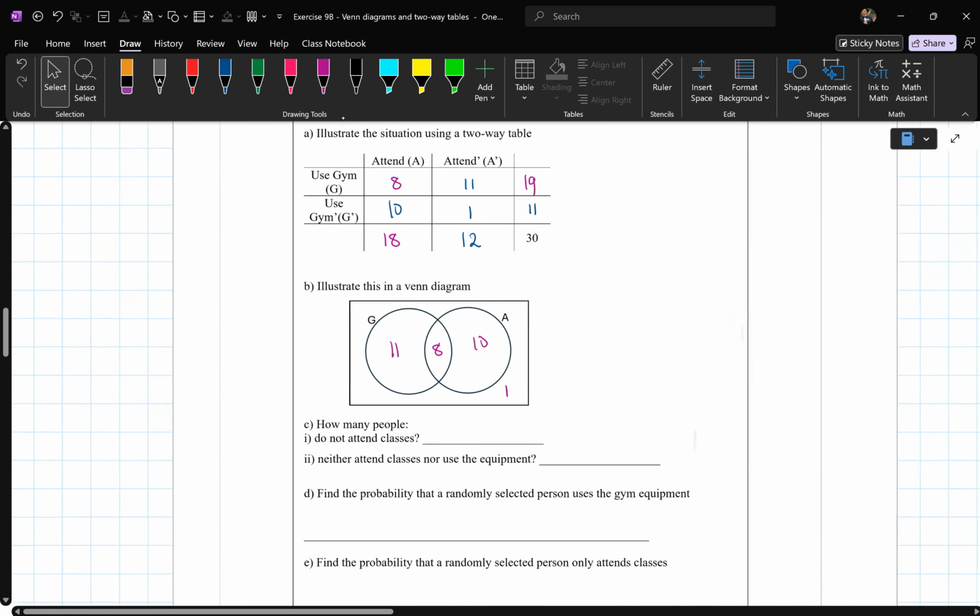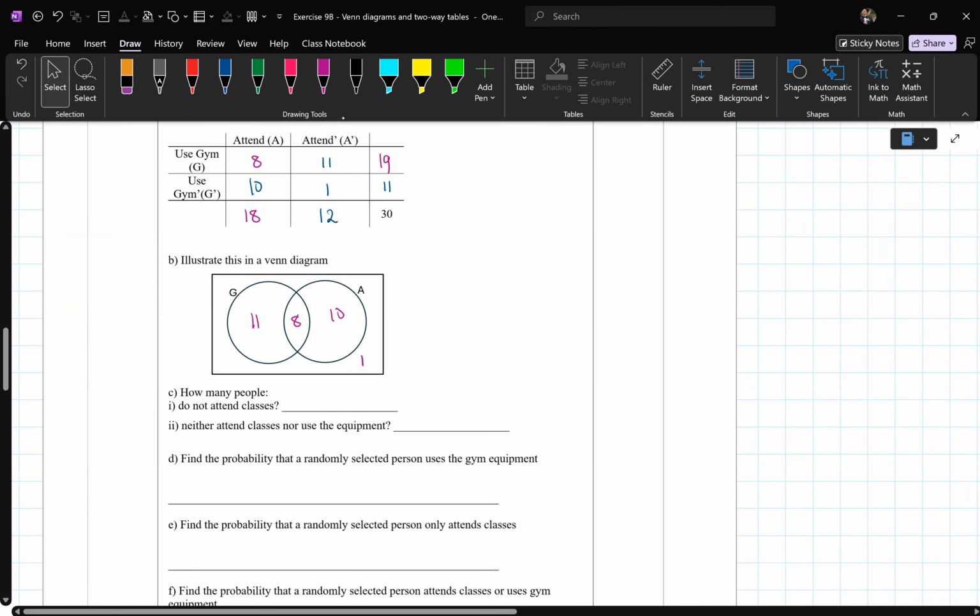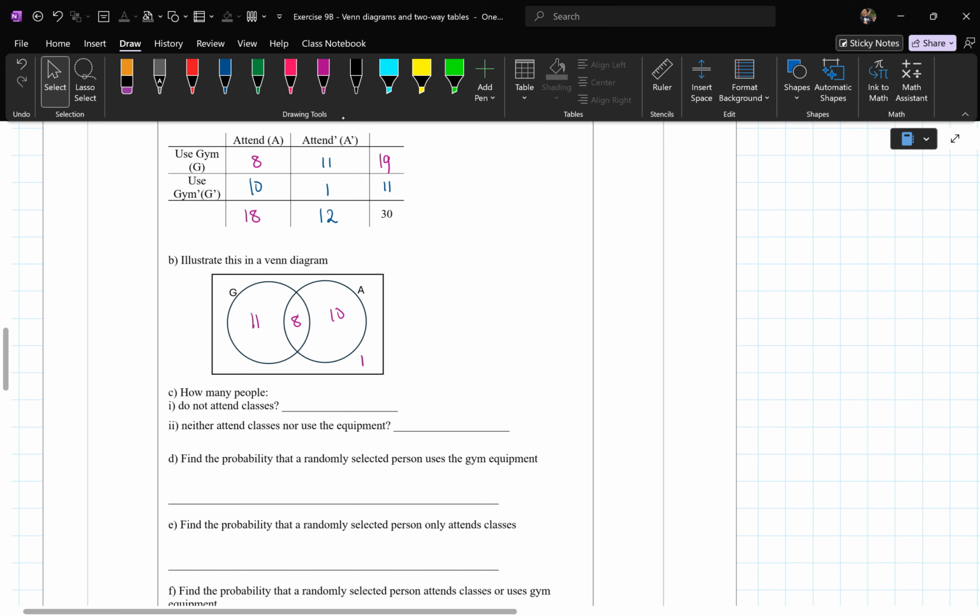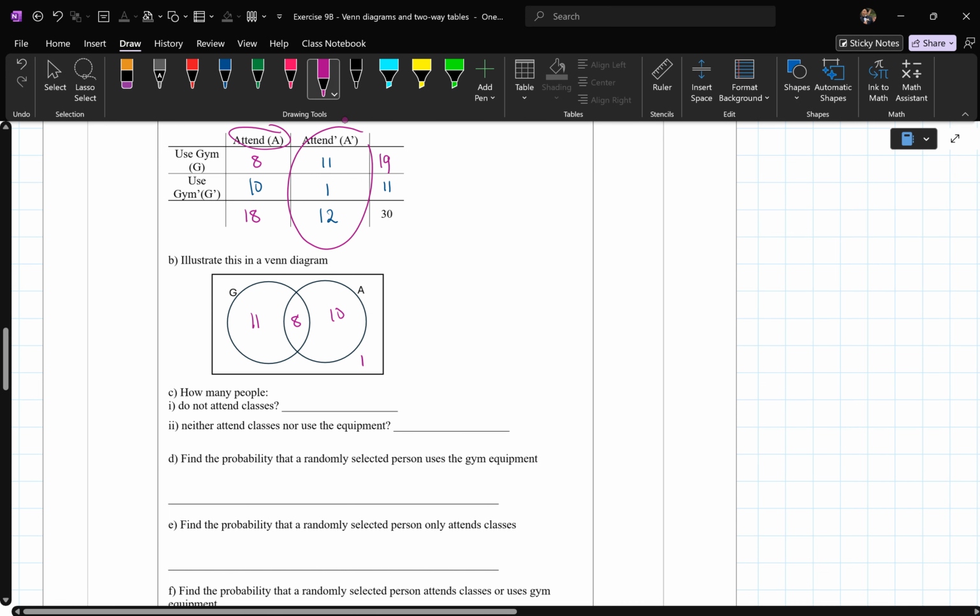So now we can answer the questions, and you can either use the diagram or you can use the Karnaugh map. How many people do not attend classes? Well, this is a 10, so not a 10. There's a total of 12 people who didn't attend classes. How many people neither attend classes nor use the equipment? Well, we know there was one before.